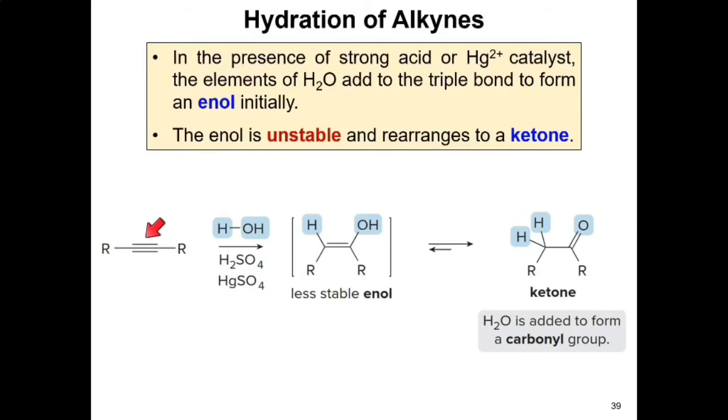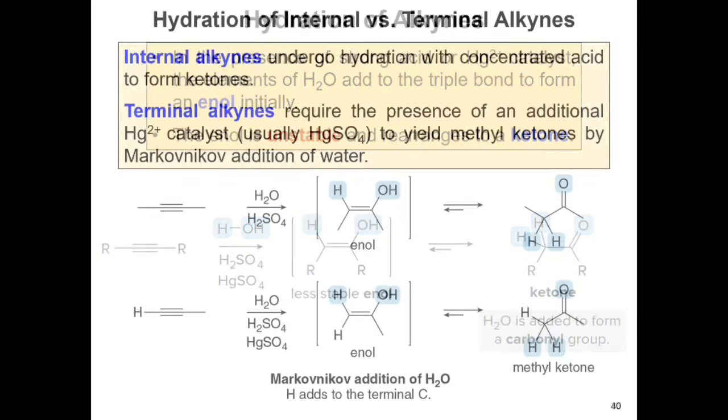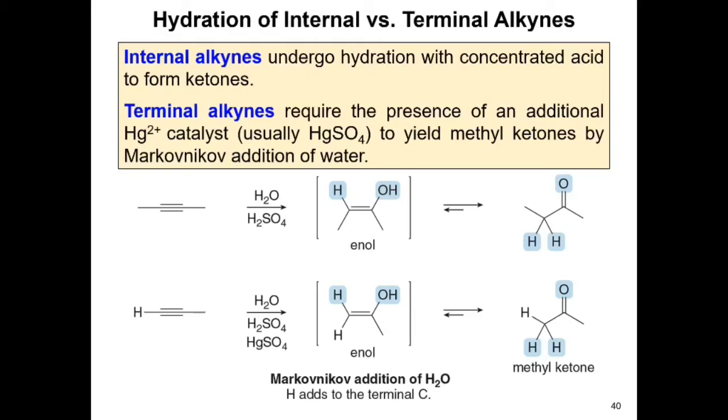We have an alkyne undergoing hydration reaction in the presence of a strong acid such as sulfuric acid or a mercury salt. And this results in formation of a not so stable enol, which then ultimately converts into a ketone, which is the final product. So how do we know whether to use sulfuric acid by itself as a catalyst or in combination with a mercury salt? Well, that will depend on the type of alkyne that you have.